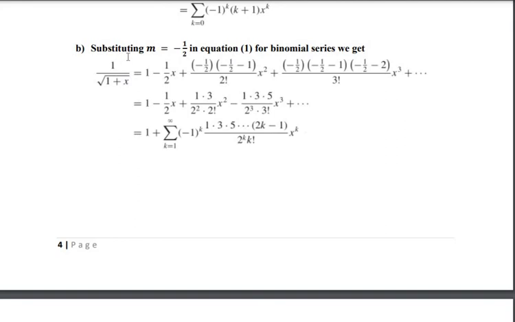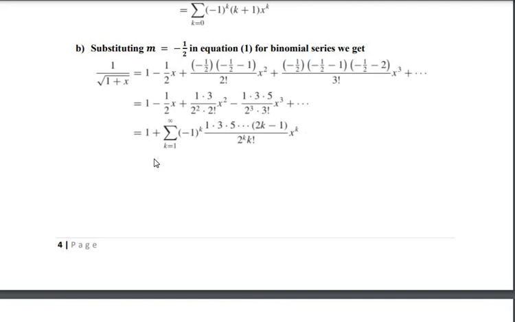Then the second one, substitute m is equal to minus 1 by 2. In the above equation for the binomial series, we get 1 by root 1 plus x is equal to 1 minus 1 by 2 x plus minus 1 by 2 into minus 1 by 2 minus 1 divided by 2 factorial into x square plus minus 1 by 2 into minus 1 by 2 minus 1 into minus 1 by 2 minus 2 divided by 3 factorial times x cube plus etc. That is equal to 1 minus 1 by 2x plus 1 times 3 divided by 2 square times 2 factorial times x square minus 1 times 3 times 5 divided by 2 cube into 3 factorial into x cube plus etc.